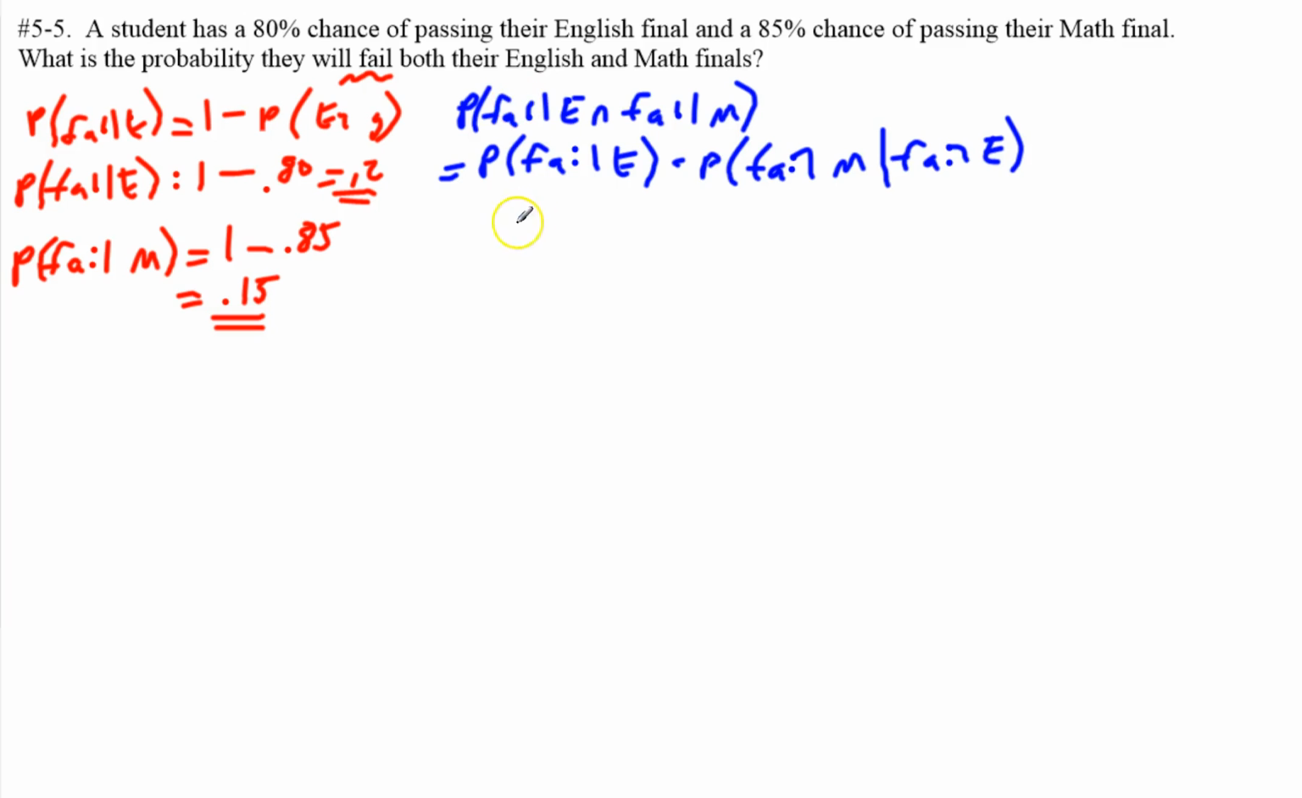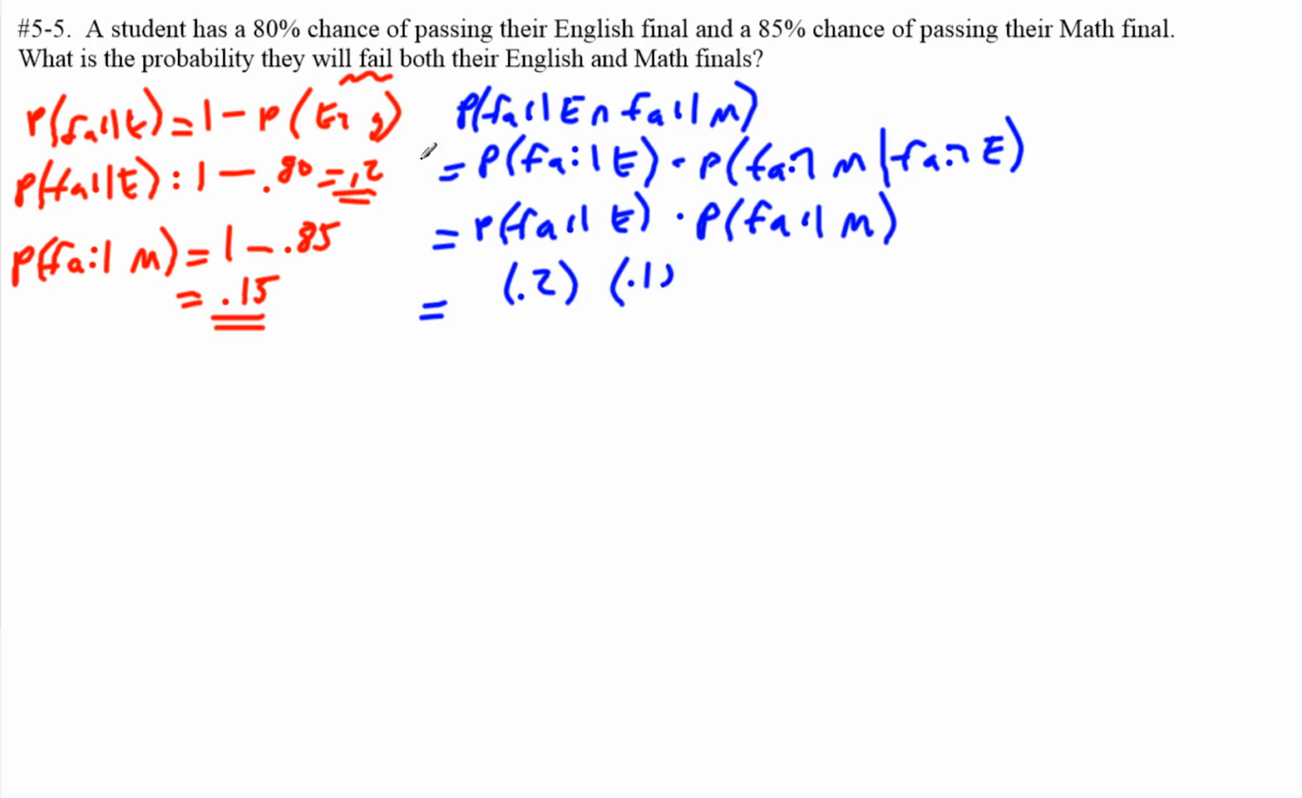So if that's true, then this would just simplify to the probability of failing English, and then this conditional probability could just be the probability of failing math, and I don't have to put the conditional part on, because what I'm saying is the probability of failing math given that you fail English is just the same as the probability of failing math, period. Okay, and we just figured out what the probability of failing English was. That's 0.2. And we also figured out what the probability of failing math is. That would be 0.15. And so now we can multiply those two things to get 0.03. So it looks like only a 3% chance that this student would fail both their tests.